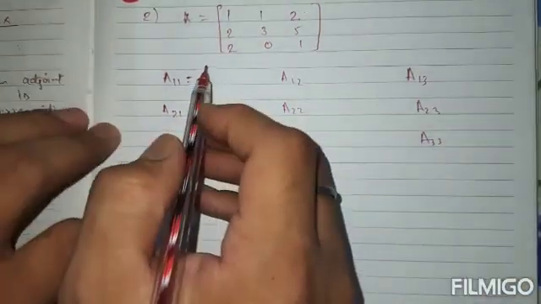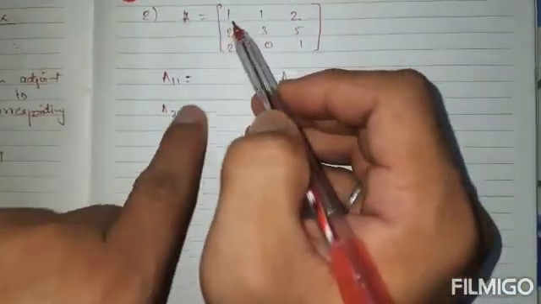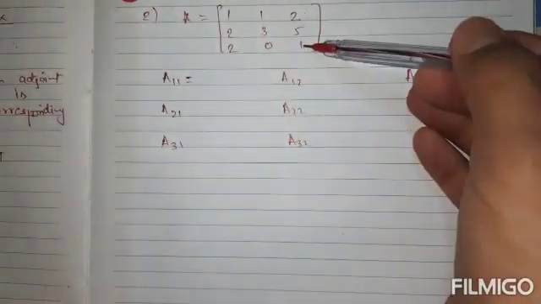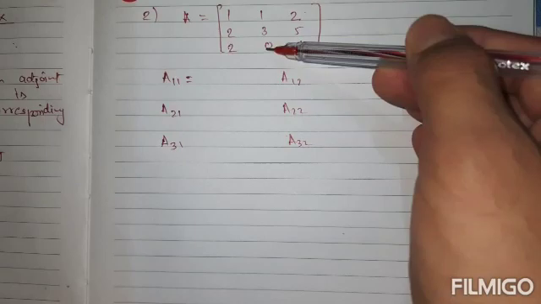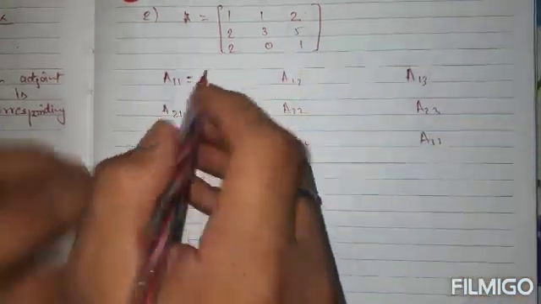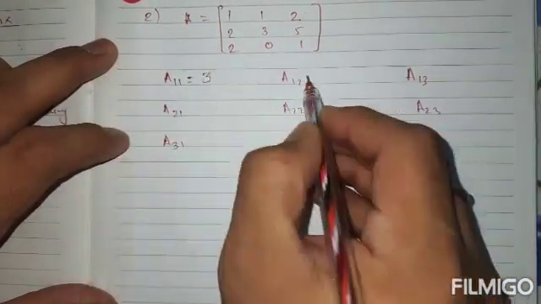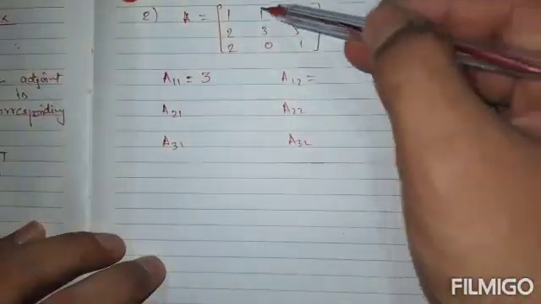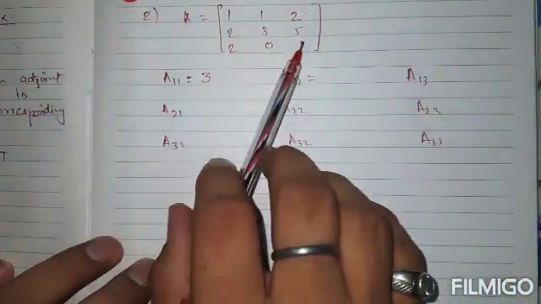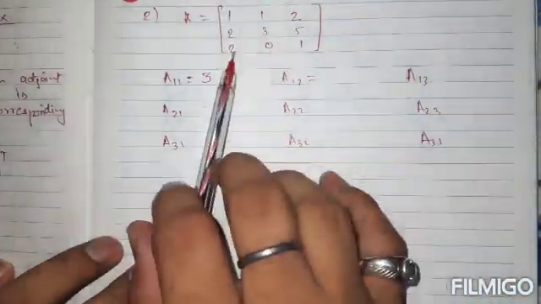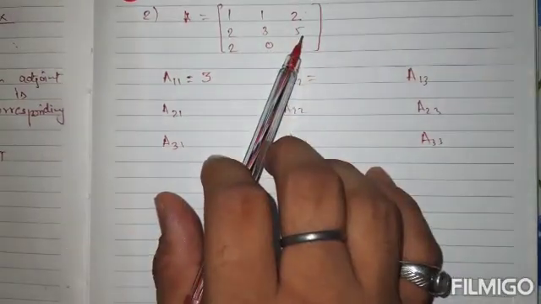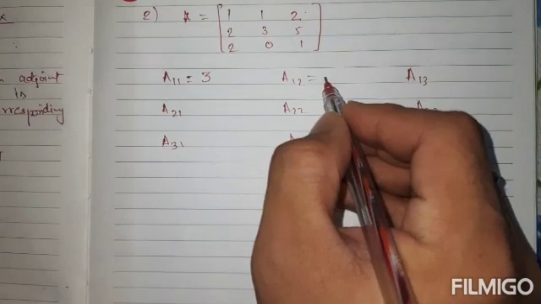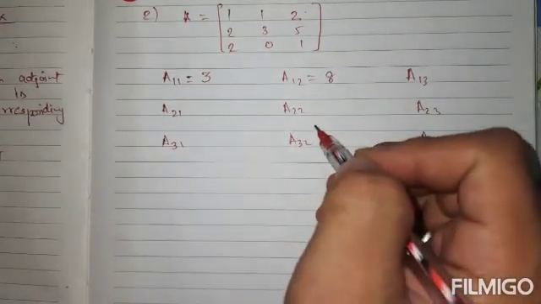To find the cofactor of this element, we ignore the first row and first column. What remains is 3 minus 0, that is 3 into 1, 3, minus 0. It is 3, and it is an even position, so this is 3 only. Then A12: ignore the first row and second column, so it will be 2 into 1, 2, minus 2 into 5, 10. 2 minus 10 is -8. But since this is an odd position, it becomes minus of -8, which is 8.